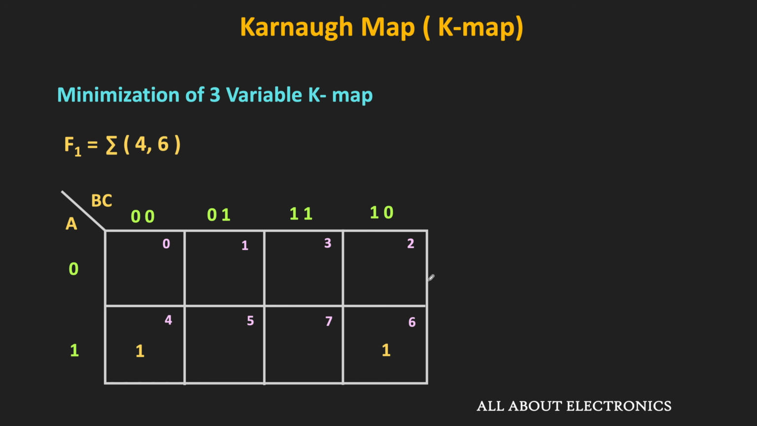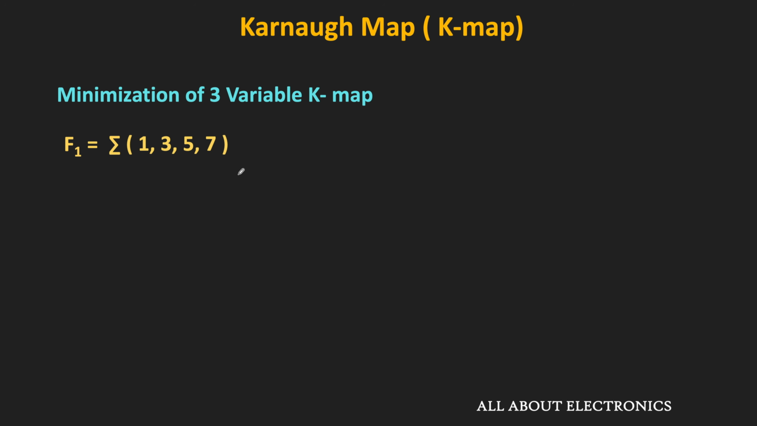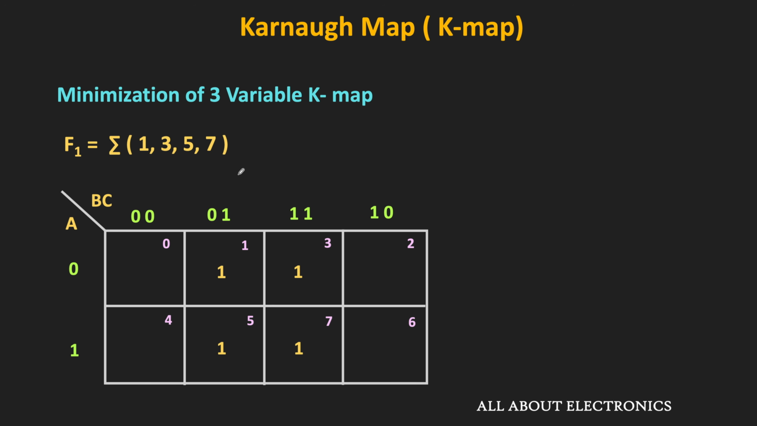Similarly, in this case, we can combine these two ones, and this group represents a dot c bar. Because in this group, the value of variable a is equal to 1, while the value of variable c is equal to 0. Now so far in our discussion of the 3 variable K-map, we have seen how to make groups of 2. But now let us see a few more examples where we can make groups of 4s, and let us see how to minimize those functions. So let's consider this function. First, let us map this function in the K-map. As you can see, it contains minterms 1, 3, 5 and 7.